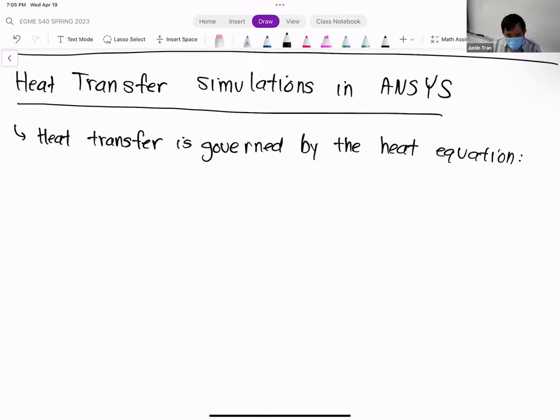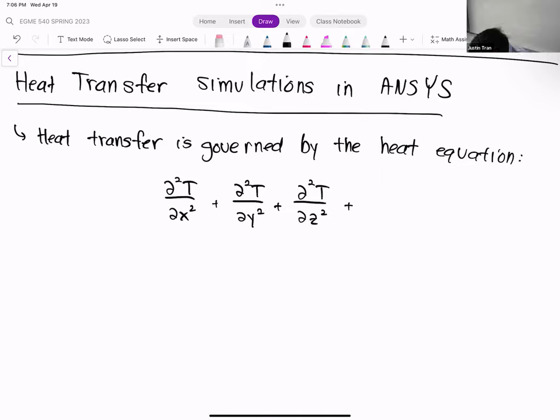So there's lots of different forms of the heat equation. The one that's most commonly used, at least in finite element courses, is the purely diffusive version of it. So this is assuming no convection. So this is just pure diffusion. And so if you're talking about heat transfer within a solid, this equation here works out pretty well.